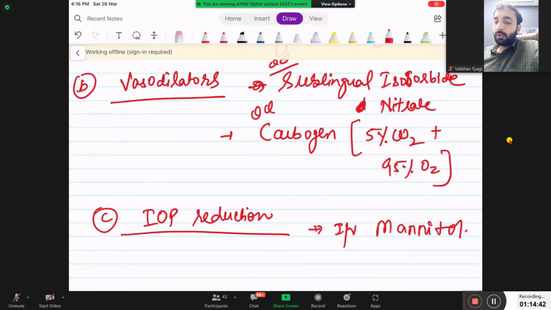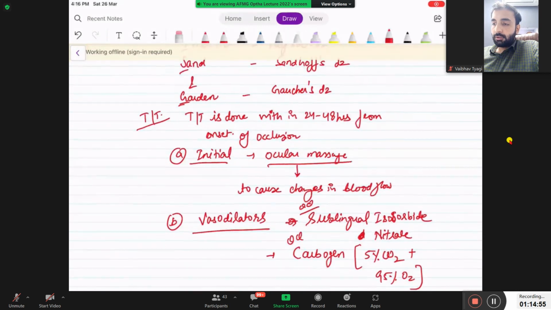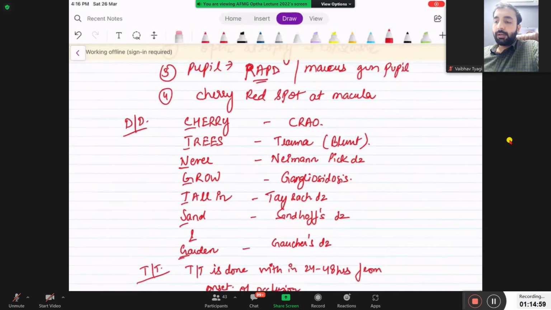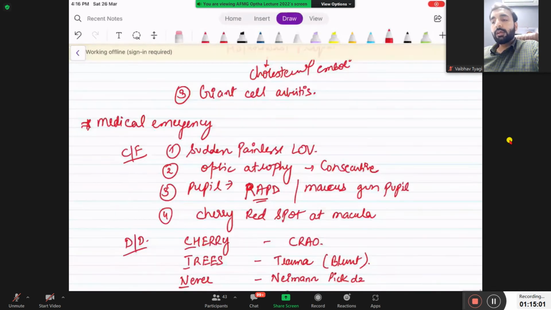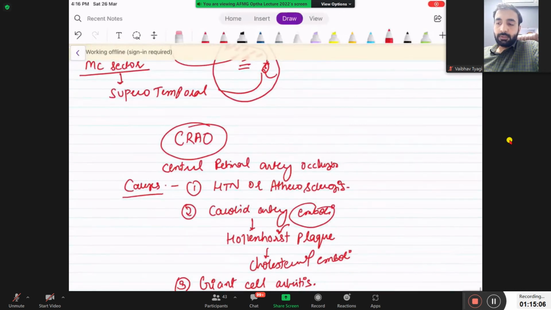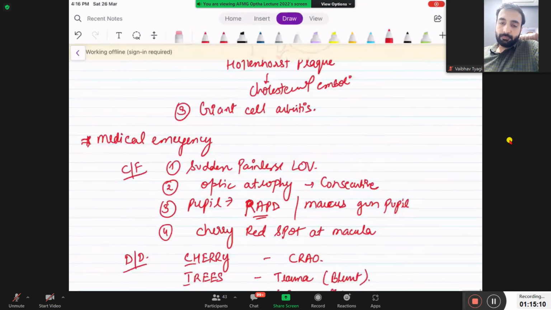Okay, good. Tomato splash appearance in CRVO. Right. Clinical features, which clinical features? CRAO? In CRAO, the patient will have sudden painless loss of vision. That's it.